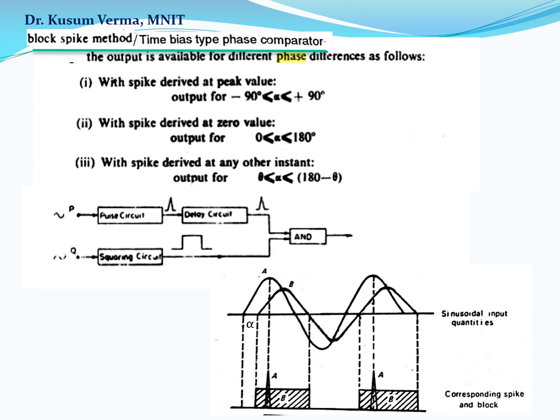That is, in this method, one of the inputs is squared and the other input is turned into a spike, preferably at the instant of its peak value, as shown in the figure. The coincidence of the input signal will occur only for the phase difference lying between -90 to +90. So the figure shows the schematic block diagram and the waveform. The output will be available for different phase differences as follows: with spike derived at peak value, with spike derived at zero value, and with the spike derived at any other instant.